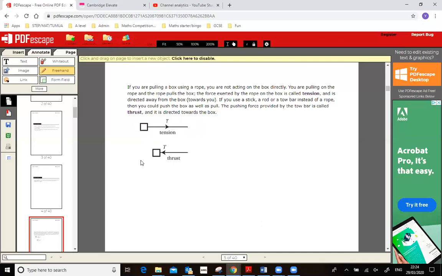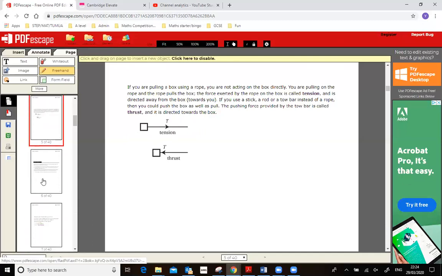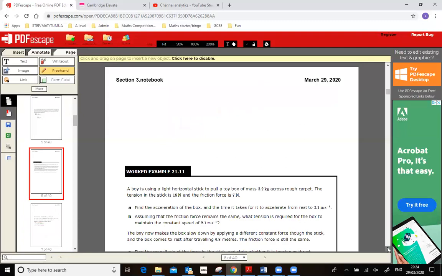So this is very important, because we need to know the direction of force in order to think about the sign in front of force in the formula F equals ma. So it might be easier if we actually look at an example. So let's have a look at the next example.